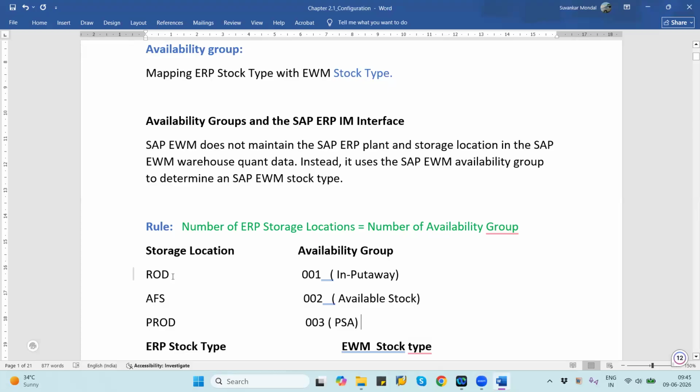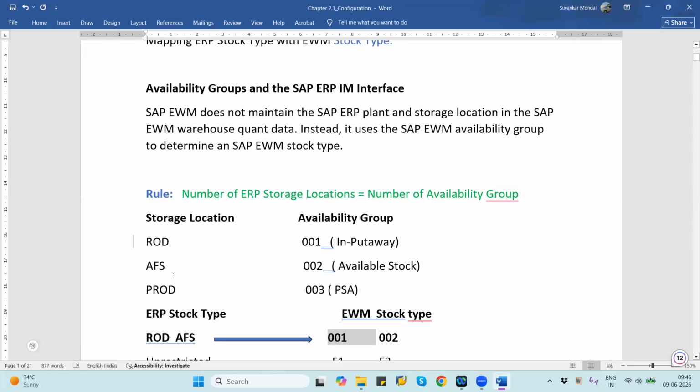One more thing. Suppose, as a business scenario, the material is coming from outside, and after that I am keeping the material in the staging area. That will be the ROD storage location. Unless and until you are putting the stock into the actual bin, any interim area is considered as ROD. It can be your door. For that ROD, the availability group will be 0001. And after put away, packing and picking, it will come to AFS. Correct?